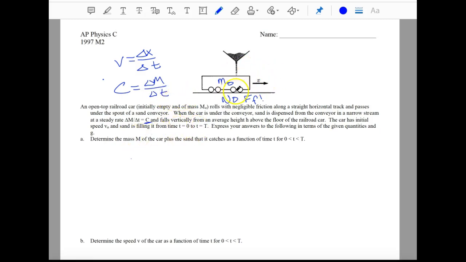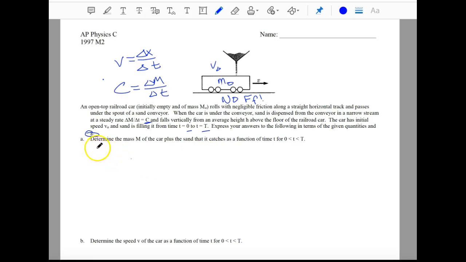The car has an initial speed of V0, so V0 is the initial speed of the car, and the sand is filling it from time 0 to time equals T. Express your answer in terms of the given quantities and g, which is the acceleration due to gravity. All right, here we go. Determine the mass M of the car plus the sand that it catches as a function of time, for 0 less than t less than capital T, which is that entire time.